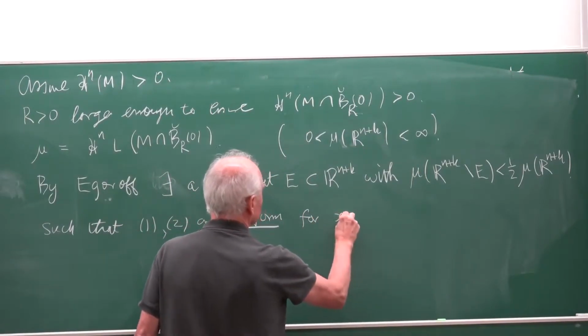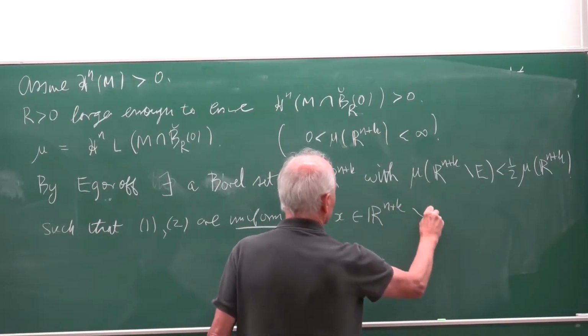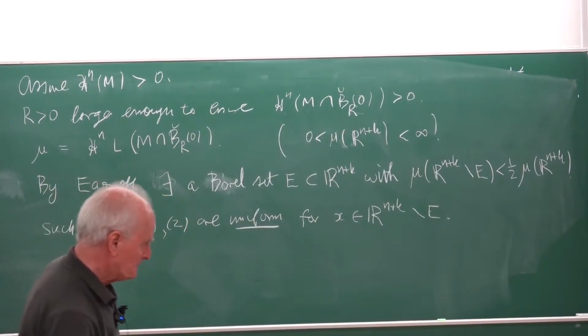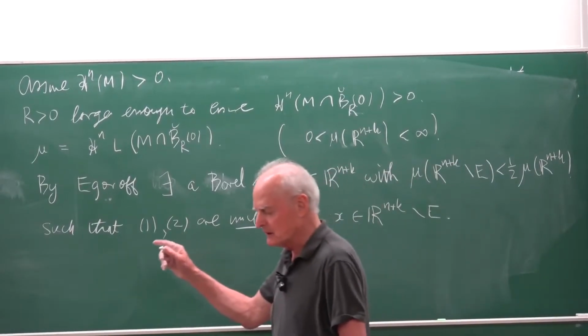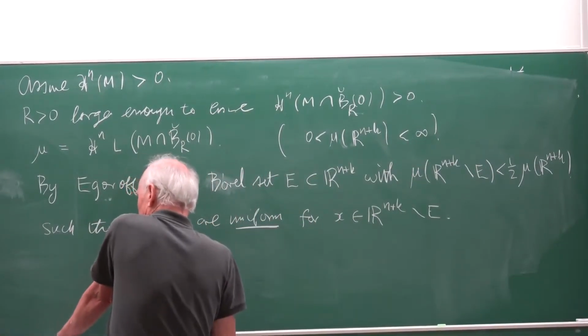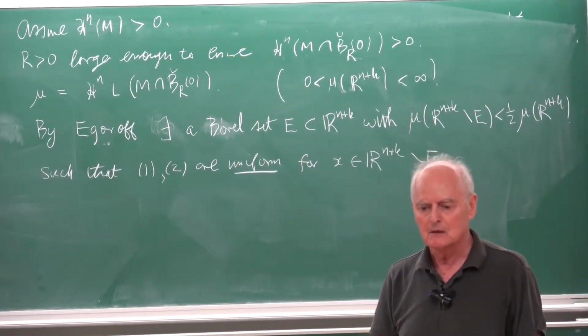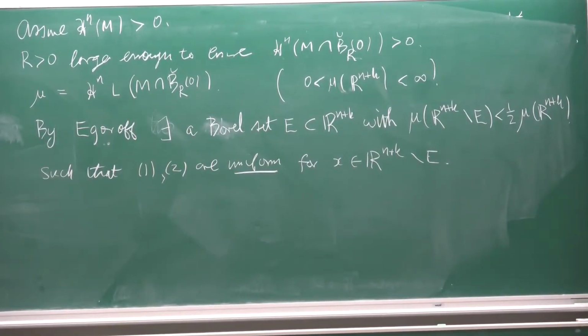For x in R^(n+k) minus E, so you get uniform limits there. Right, so you get uniform limits, and in particular, I'm going to throw away some information now. What does uniform convergence mean? It means that for every epsilon bigger than 0, there exists a delta bigger than 0, which doesn't depend on the point x, such that you're within epsilon of the limits.